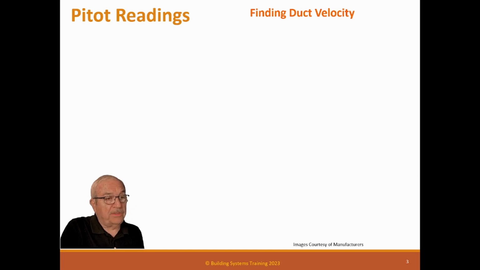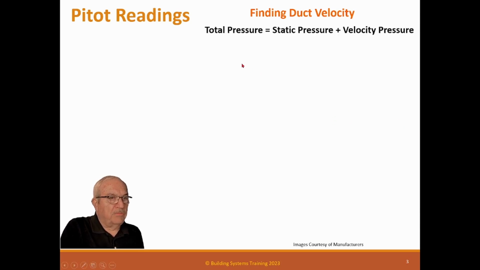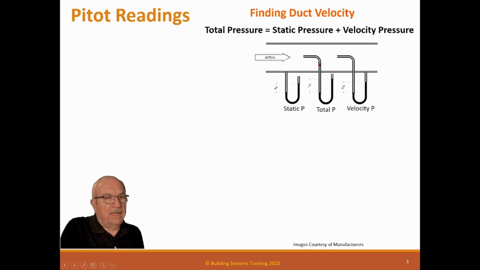So to do that, we take a lot of readings inside a duct to tell what the average velocity in the duct is. So remember that the airflow in the middle should be faster than the airflow near the edge, where the resistance of the metal is causing it to slow down. So remember, again, we'll go over it one more time. Total pressure equals static pressure plus velocity pressure.